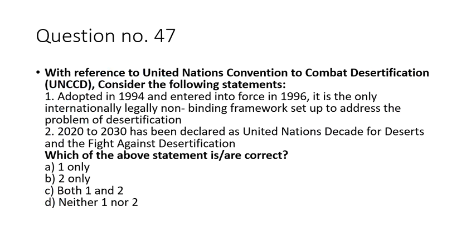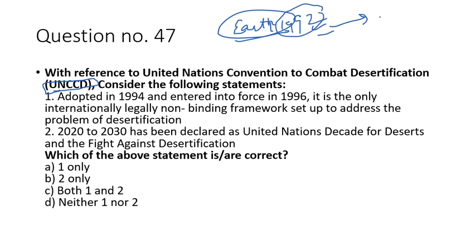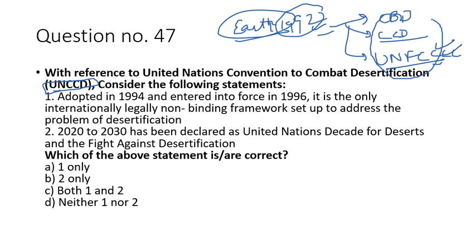So question number 47 is with regard to the UN Convention on Combating Desertification. Under the Rio Summit or the Earth Summit in 1992, 3 conventions were adopted. One was the Convention on Biodiversity, another was the Convention on Combating Desertification, and the third was the United Nations Framework Convention on Climate Change. So the United Nations Convention on Combating Desertification is the only convention which tackles the issue of desertification.